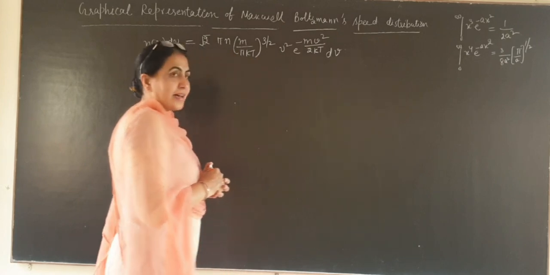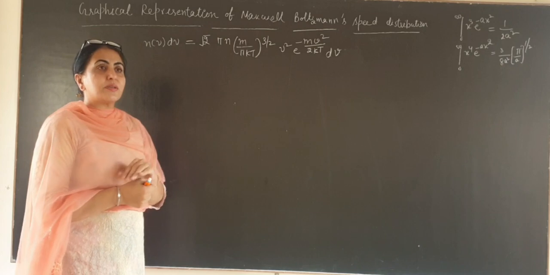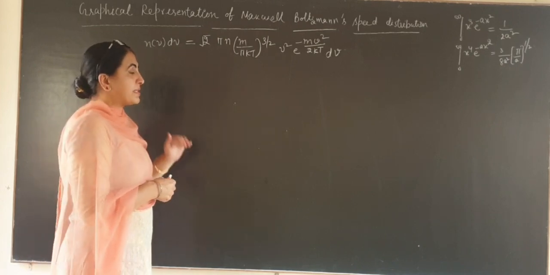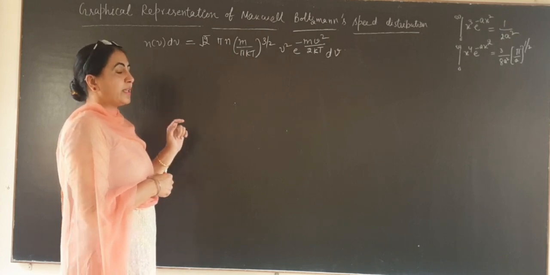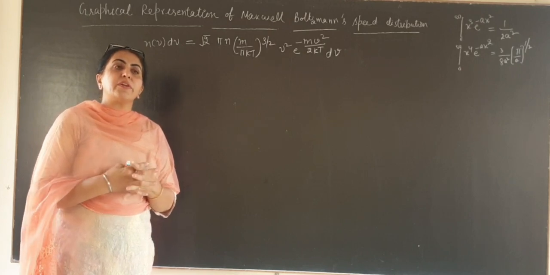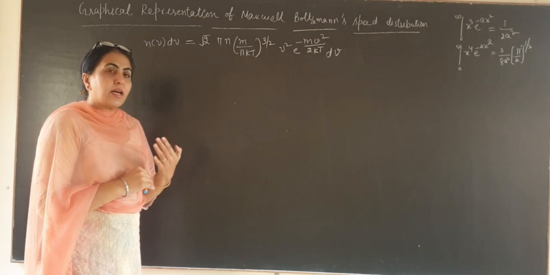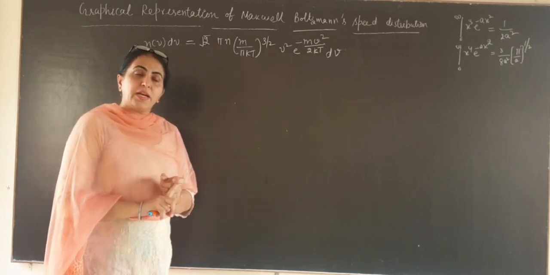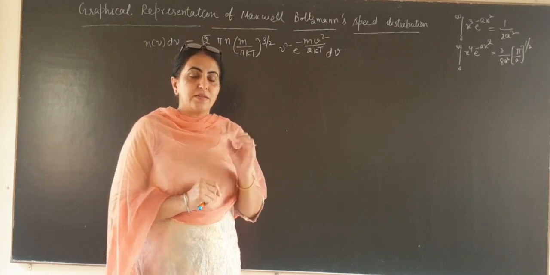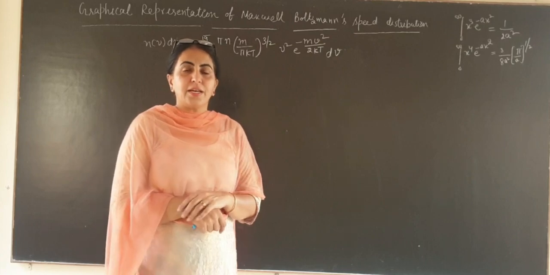In the last lecture, what have we studied? We have studied the Maxwell-Boltzmann distribution law of molecular speeds. Now, in this lecture, we will draw a graph between the fraction of molecules having speeds between v and v plus dv, and the velocity. Then we will study the most probable speed, the average speed, and the root mean square speed. This is a very important topic for examinations.